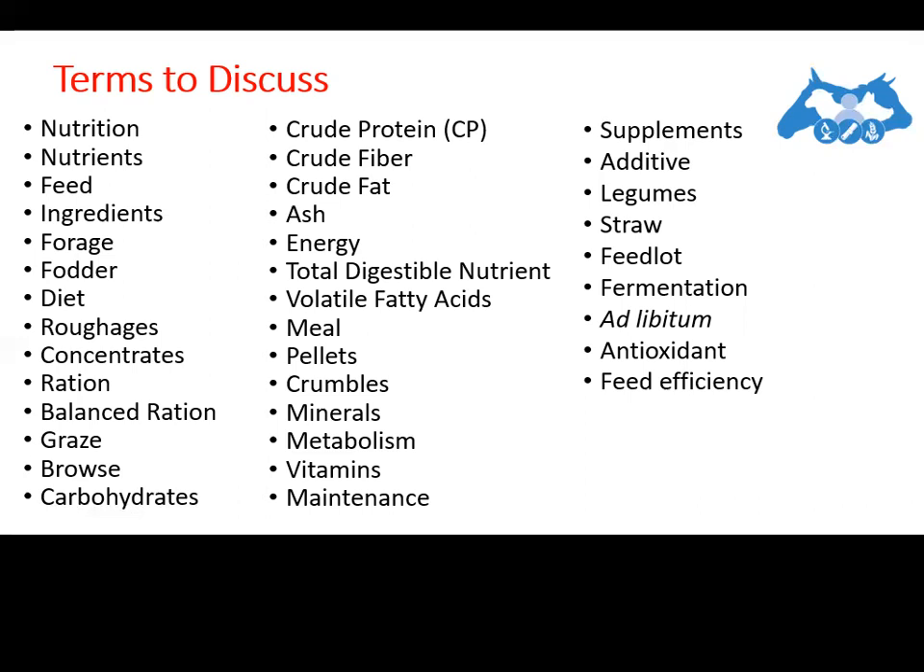Ash, the universal matter of a feed, the residue that remains after complete burning of the organic matter, is known as ash. Energy, the capacity to perform work. Then is total digestible nutrients, TDN.